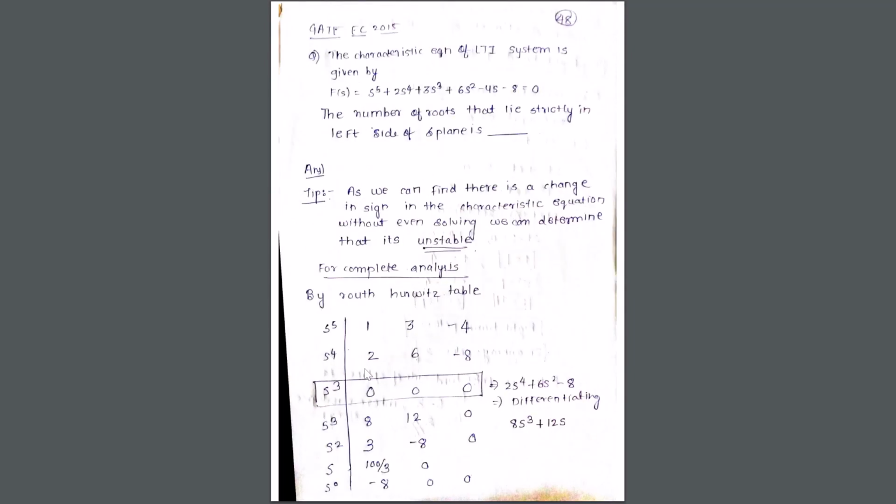That is 2s raised to 4 plus 6s square minus 8.